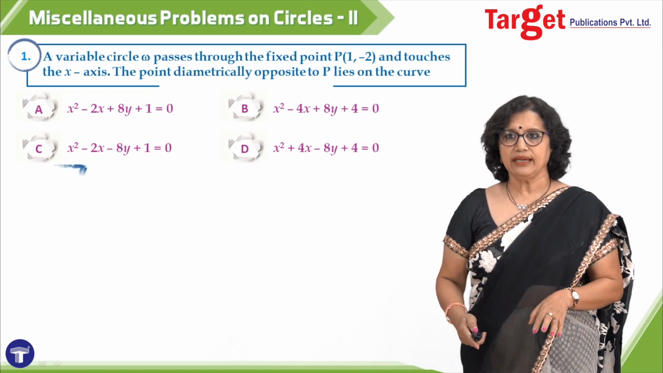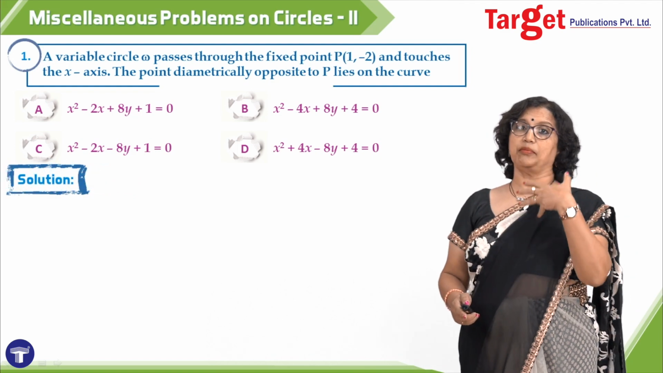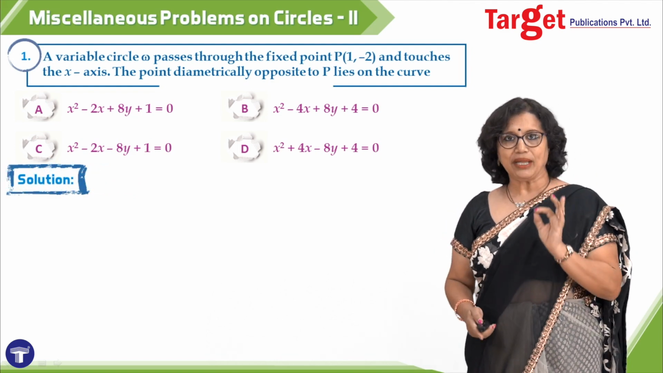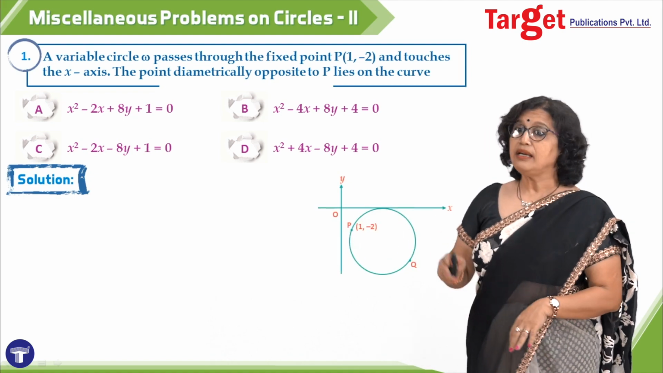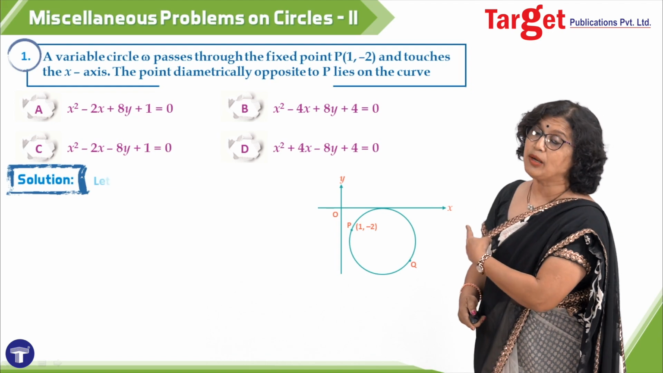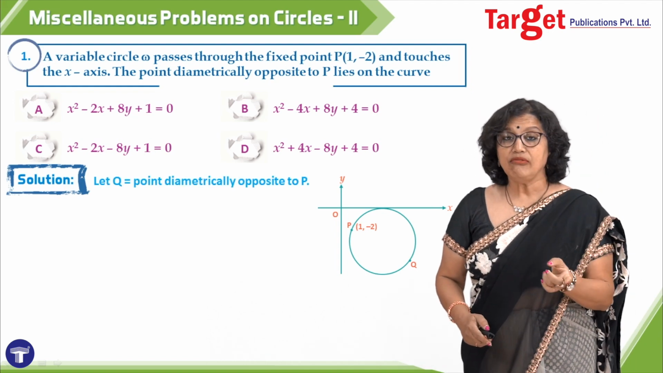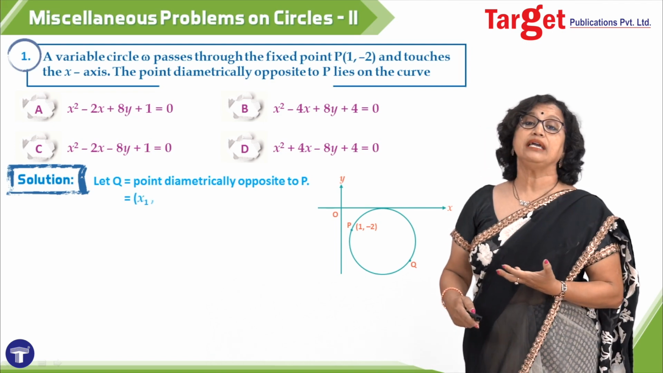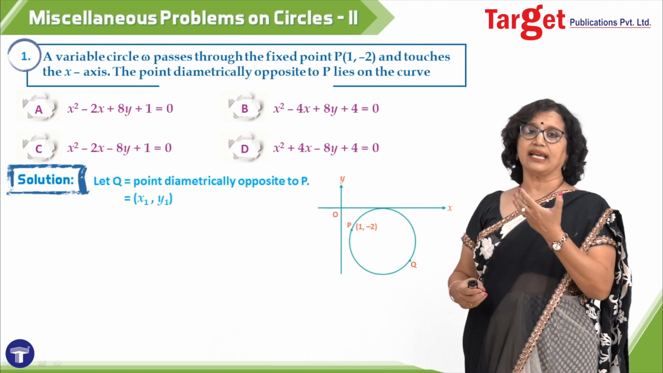and we are interested in the path of that diametrically opposite point, right? So whenever I say a point's path, from where do we start? We have to name that point. So I first show the picture, what I said just now, and that point Q we are talking about, which I will have to name. We are interested in the path of point Q. So we name that point Q as say x1, y1.